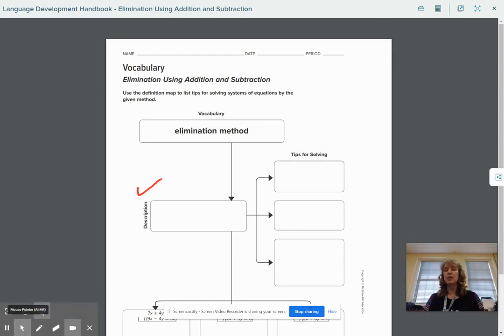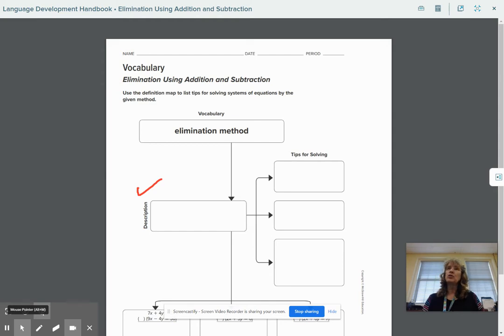So I'm going to share another screen with you. We're going to talk about elimination. Then we're going to talk about tips for solving, and we're going to do some practice equations. I'm going to give you an assignment to do and turn in so that I can kind of see how your work is. We're going to do all this virtually.